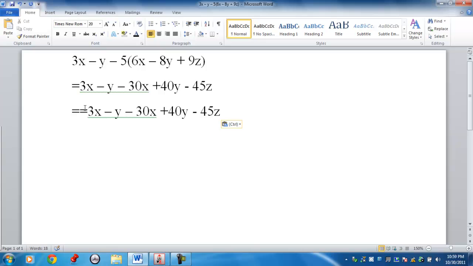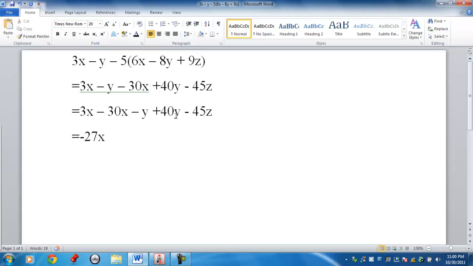So looking at this expression here, the like terms are going to be the x's. We're going to make that into one number. The y's into one number, and then the z is going to remain isolated. So I have a positive 3 and a negative 30. So you'd subtract 30 minus 3 is going to equal 27. Now the 3 is smaller than the 30, so we're going to put a negative in front of the 27.